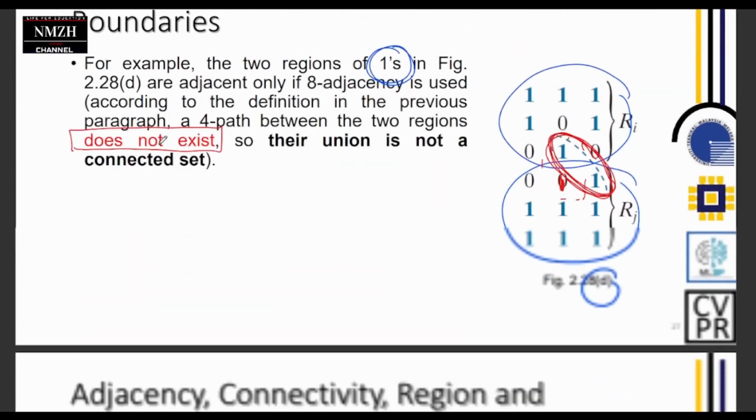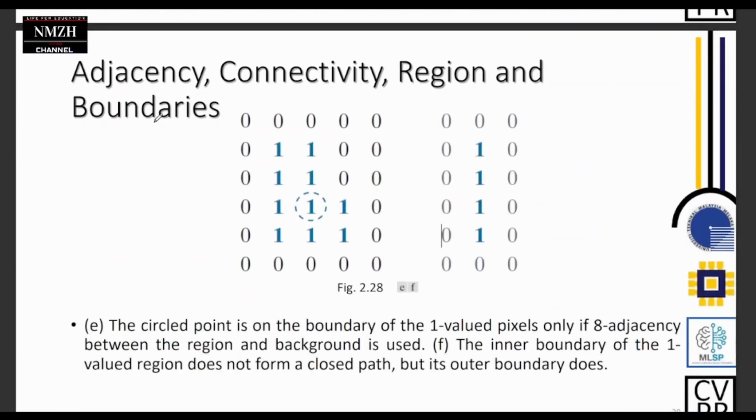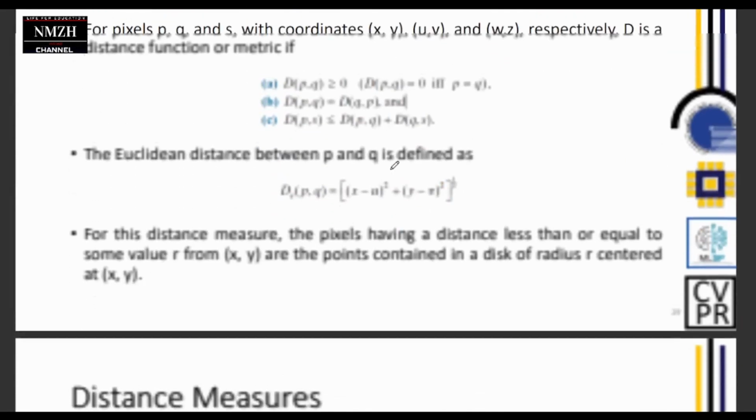And lastly would be the boundary. In E and F we have two things, the circle, I think you guys can read it. A circled point is on the boundary of a one-valued pixel region only if it is adjacent between the region and the boundary. The inner boundary of a one-valued region does not form a closed path, but the outer boundary does. That would be the idea of the boundary, for example.